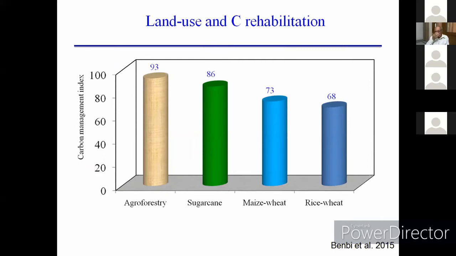If you go for, let's say, a real example from the northern state of Punjab, and you impose agroforestry, after a few years the rehabilitation with agroforestry is 93%. But if you bring in sugarcane, it's around 86%. But if you continue with maize-wheat or rice-wheat, even with improved management, it is still around 60%, 68% or 73%. So perennial cropping, or crops which stay longer in the soil, have much higher rehabilitation potential than single season crops.